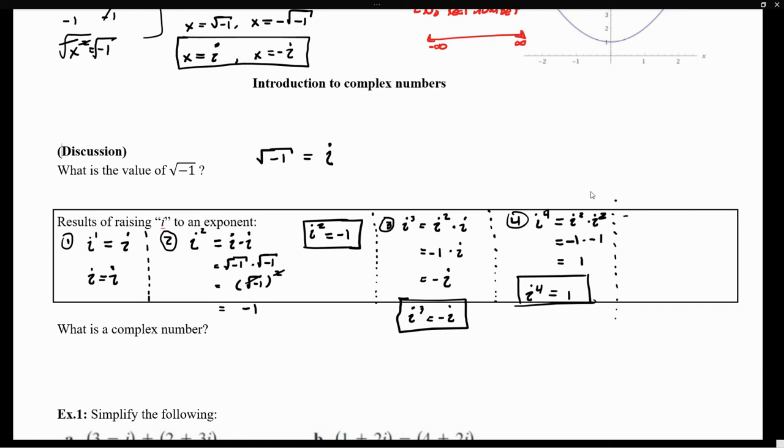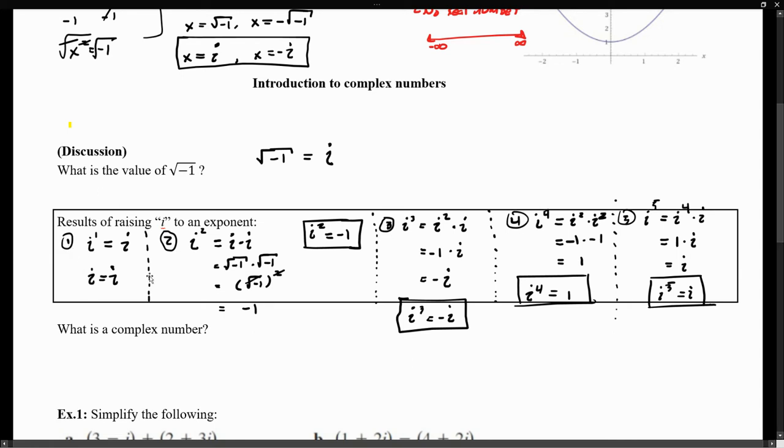Now let's just do one more example. So what is i to the fifth? Well, i to the fifth can be seen as i to the fourth times i. But i to the fourth is equivalent to 1. So we have 1 times i, which is just i. i to the fifth is just i. And you will notice that this cycle will repeat itself. Everything is going to be repeated between the expressions i to the first to i to the fourth. Those are the most important ones.